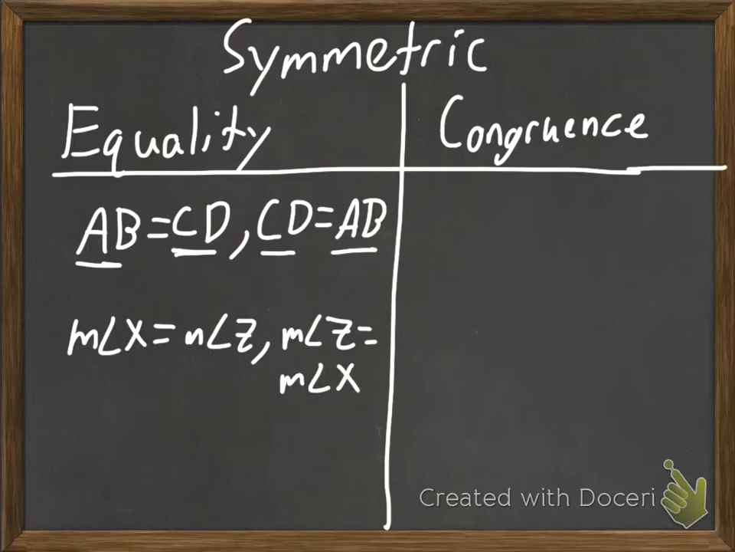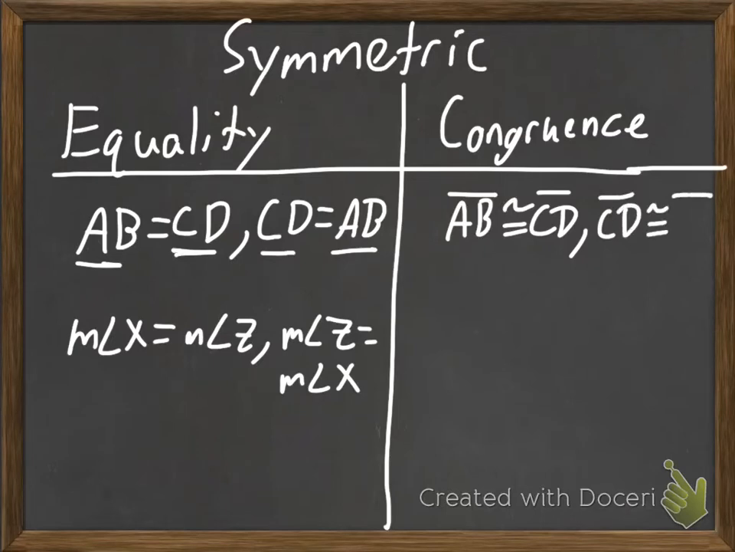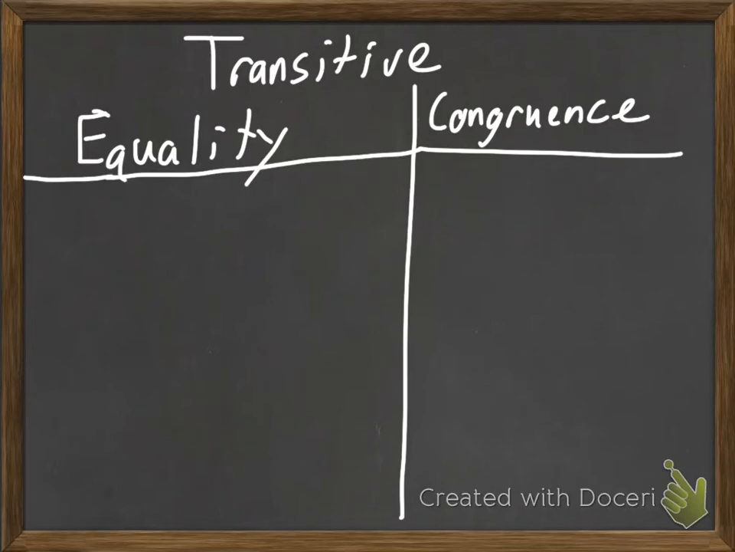And a similar idea comes over here with congruence when we actually talk about the figures. If we have segment AB and say that it's congruent to segment CD, we can also say that segment CD is congruent to segment AB. And it works just the same for angles. Okay. Our last property is the transitive property. And this one is something else that once you see it and once you realize it, you'll say, okay, well that's right.